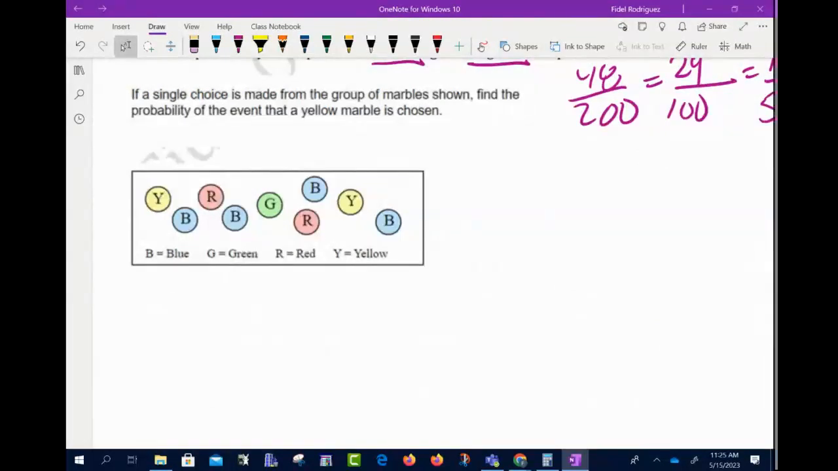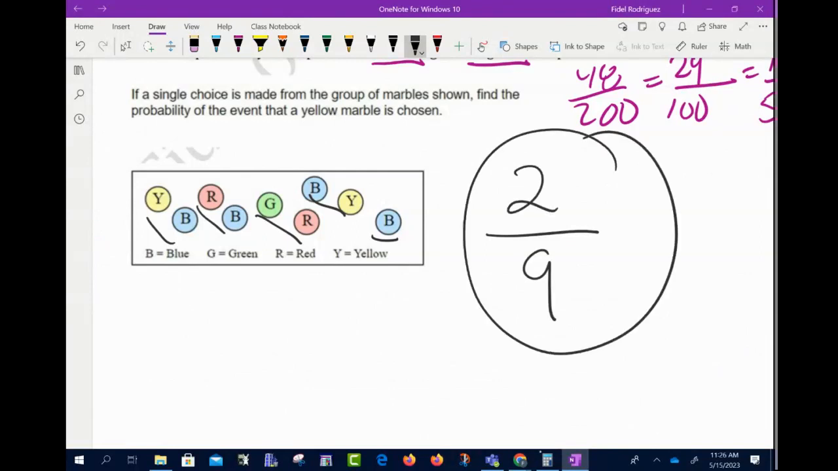Okay, a single choice is made from the group of marbles shown. Find the probability that a yellow marble is chosen. Y'all, what's the total number of marbles? 2, 4, 6, 8, 9? 9 marbles total. How many are yellow? 2 out of the 9, right? So remember, y'all, when we're doing probabilities, it's going to be a fraction, right? 2 out of the 9. It wouldn't just be 2. It's 2 out of the 9, okay?